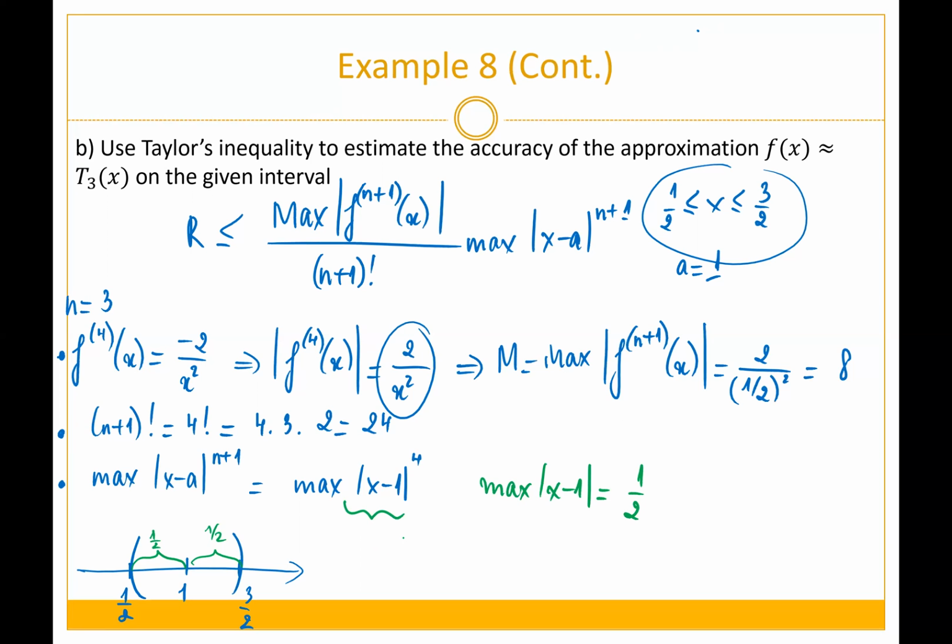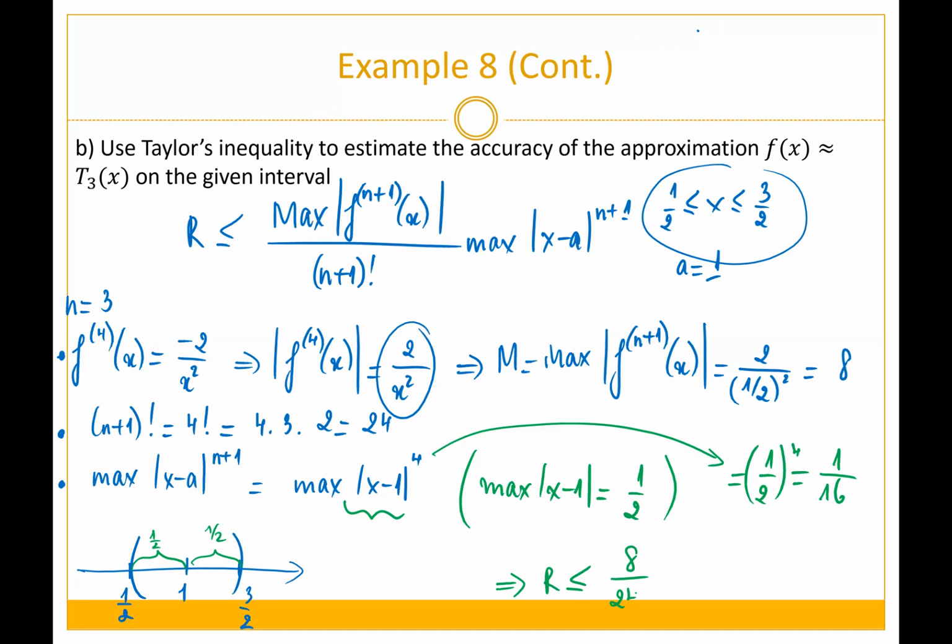So you're just going to plug in here, this part is going to equal half to the 4th, which is going to give me 1 over 16. And so now you just need to find your error is smaller than or equal to 8 over 24 multiplied by 1 over 16, which is going to give us 1 over 48. That is the maximum error when you use the third degree polynomial to approximate your x squared ln of x function.